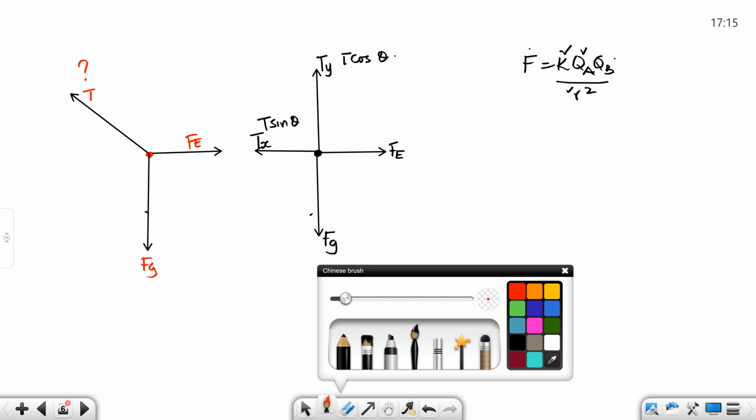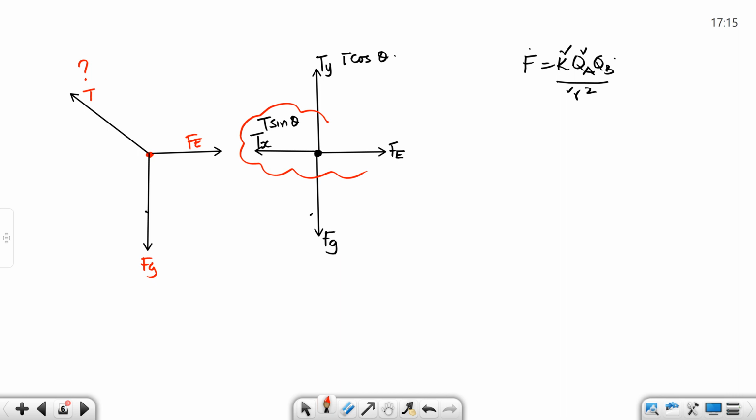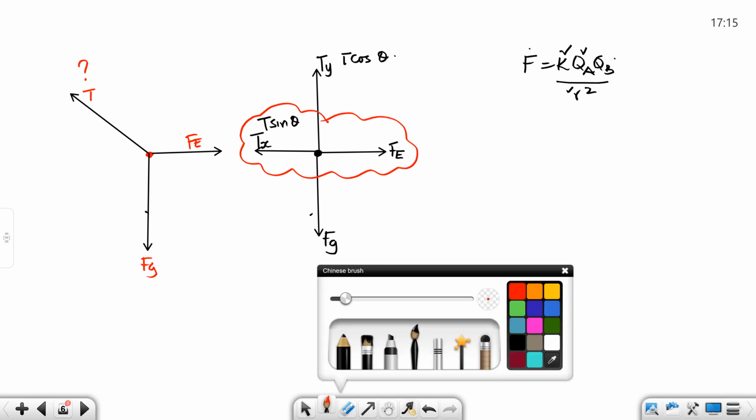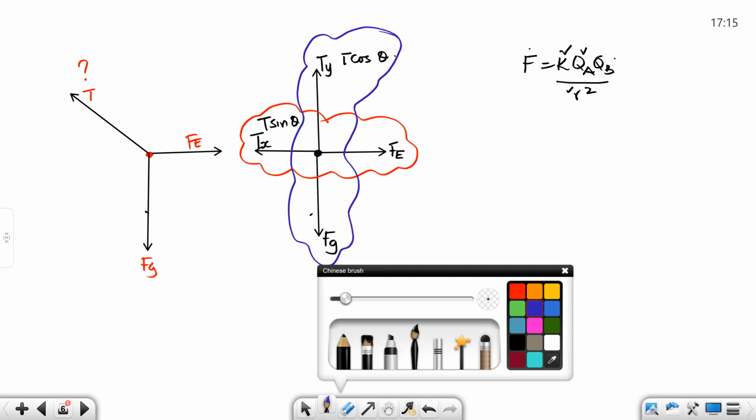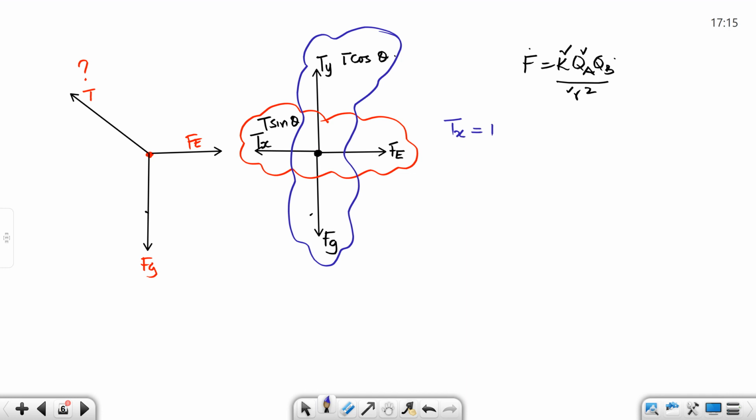We're told that it's at equilibrium. It means the horizontal forces are equal. The vertical forces are also equal. So you need to choose which one to play around with. If my horizontal forces are equal, what does that mean? Electrostatic force, which is that, right? What is TX? T sine theta equals K QA QB over R squared. So that's the connection.